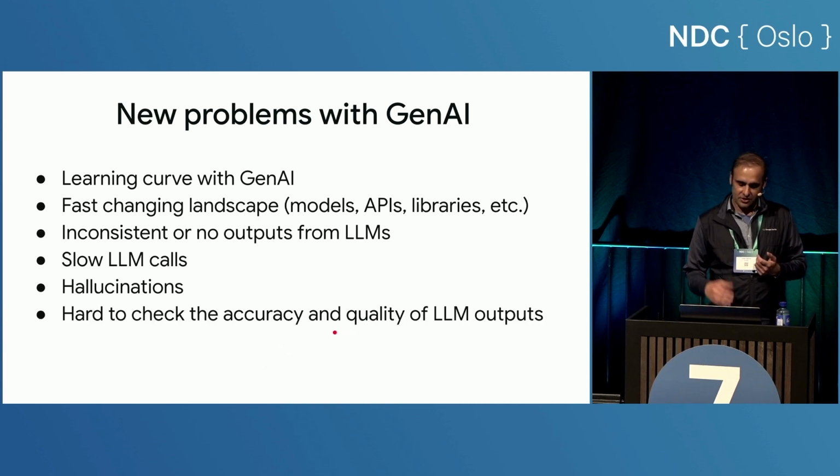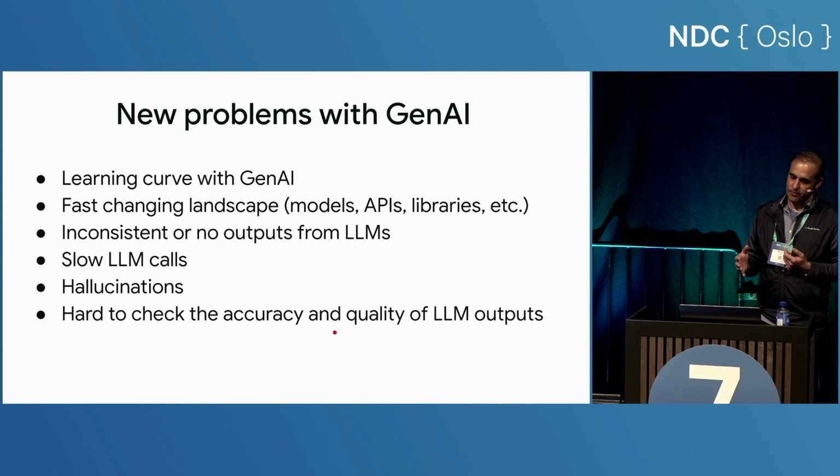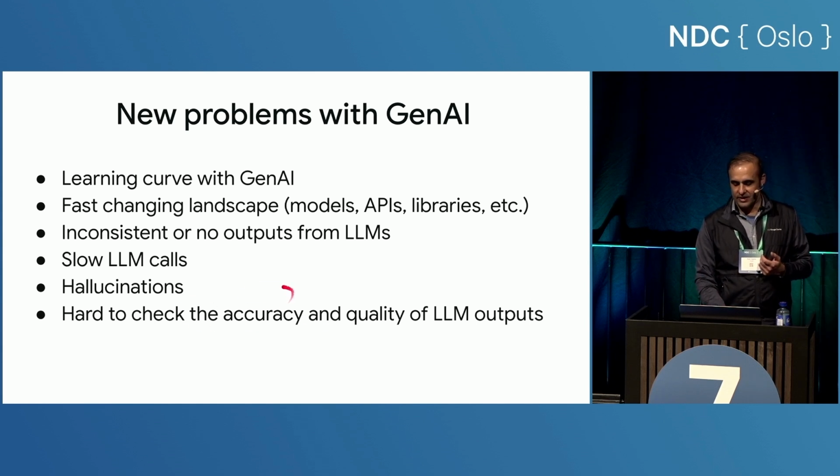And I think the biggest and most difficult problem is how do you check the accuracy and quality of LLM outputs? It's easy to get content out of LLMs. You can get text out, you can get images out, but then how do you know that that text is what you wanted? How do you measure it? How do you know that the image is actually what you want? What's the quality of that image? That's very hard to check. And you need to do things to measure that. And we'll talk more about that shortly.